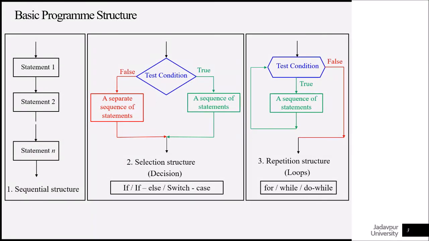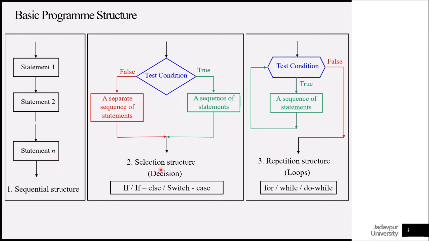The contents of this slide should be familiar to you as these were discussed in the introduction to selection structure. If basic programming structure is considered, there are three distinct classes. First one here is the sequential structure. It is a linear structure where execution starts at the top and ends at the bottom, with all the statements in between being evaluated and executed sequentially and only once. So that is the sequential structure.